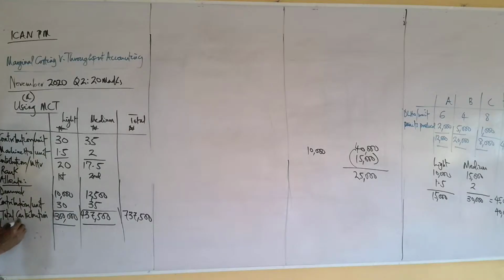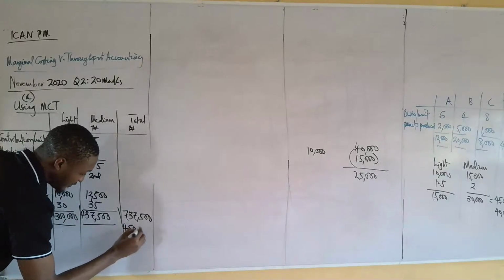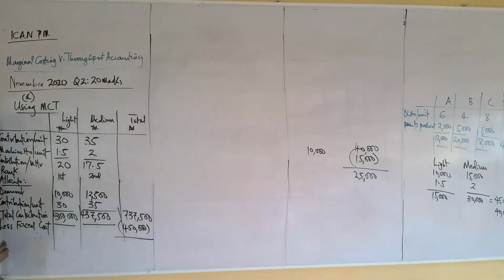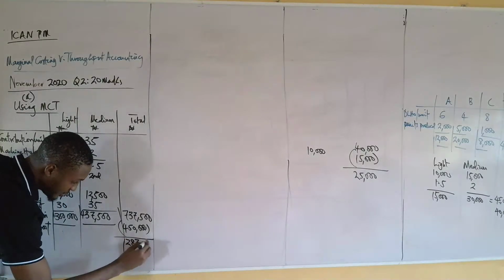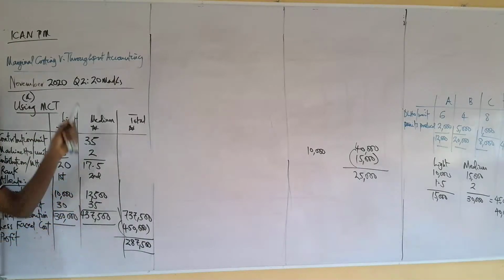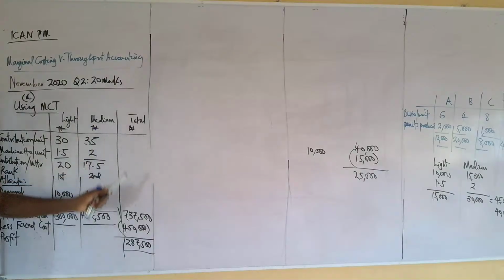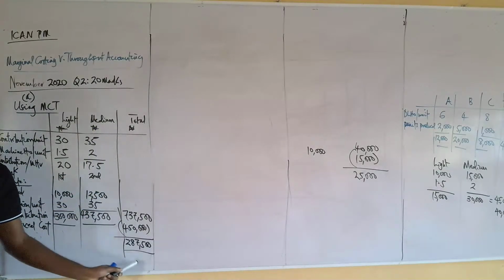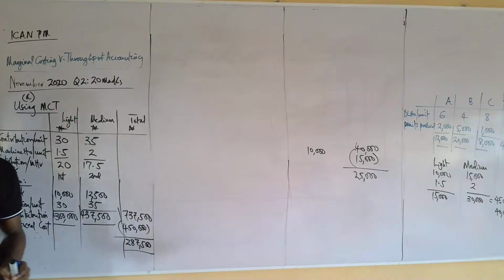So we now less what? Fixed cost. And fixed cost in the period is how much? 450,000. So the profit using marginal costing will be what? 287,500. Now, if you want to put this in theory, it will be that the profit maximizing output is 10,000 units of light and 12,500 units of medium, giving us a total profit of what? 287,500. That's how I put it.